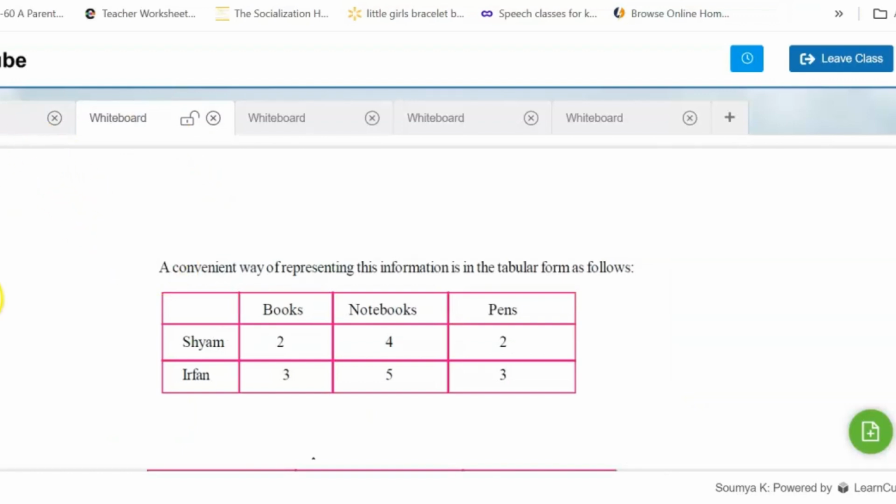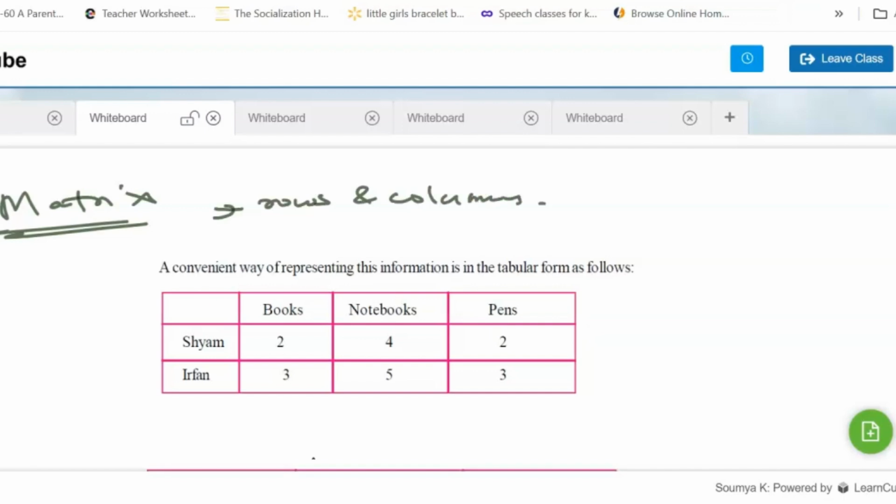So what is a matrix? Let's discuss it. A matrix is an arrangement of numbers in the form of rows and columns. The values are arranged in rows and columns. It is fundamental to various disciplines including computer graphics, physics, economics, and machine learning. For solving linear equations, etc., we can use this matrix.